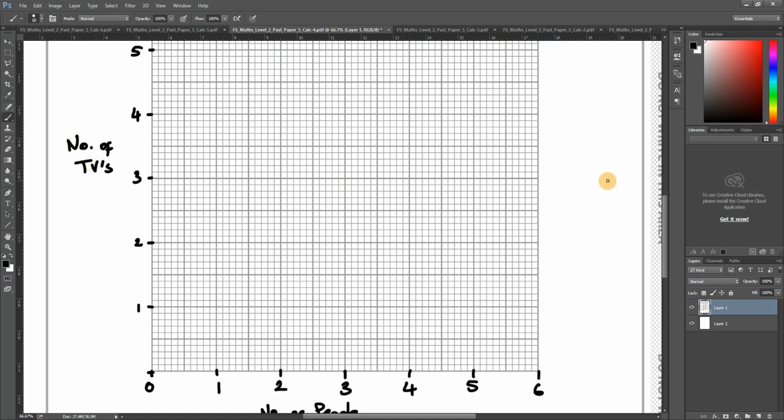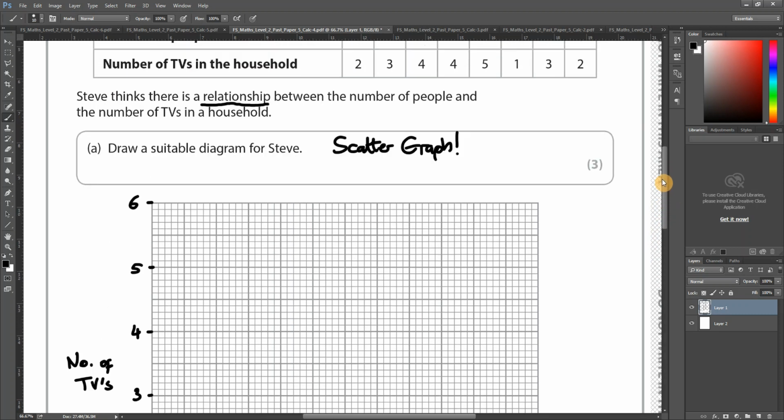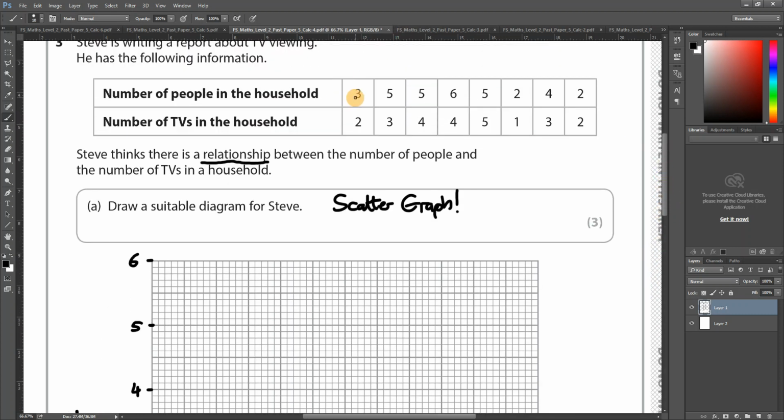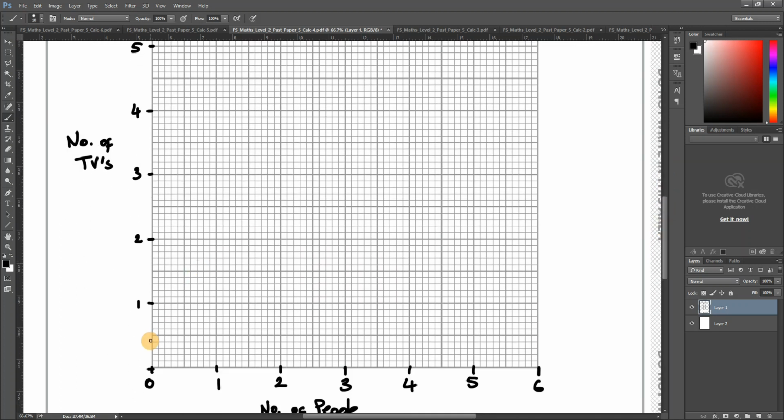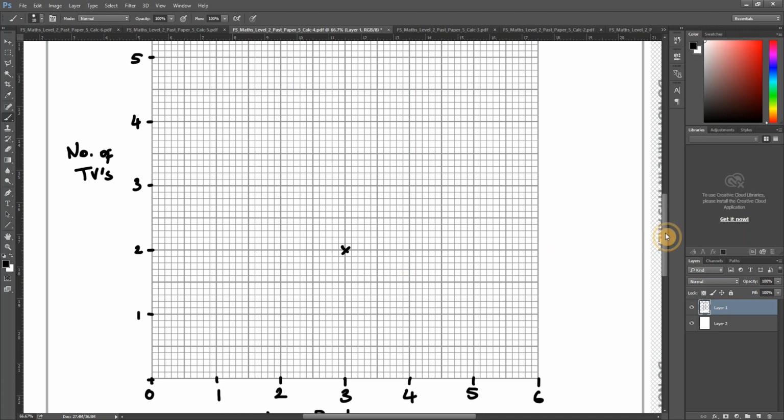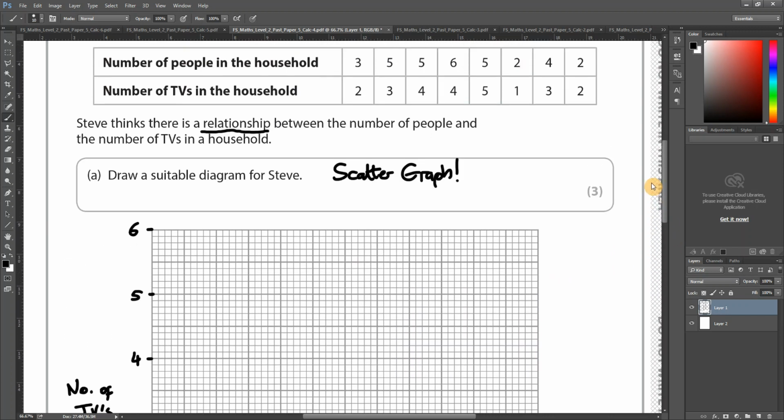So the first one, what's that going to be? That's going to be 3 across and 2 up. So I'll do the first one on the screen. 3 across, 2 up is right there. Yep, so there's my first cross. Just give me a couple of seconds and I shall complete the rest.